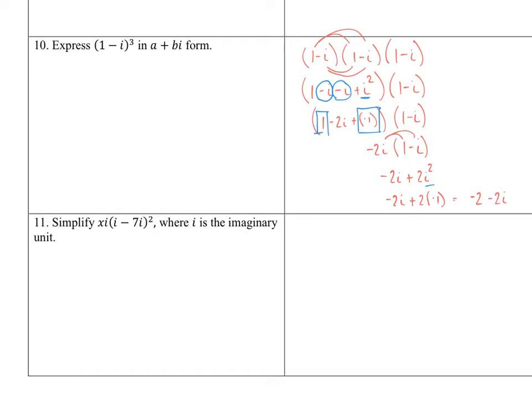And the reason that I put this in back is because they asked for it in a plus bi form. So I want my i term on the end. So your answer is negative 2 minus 2i.